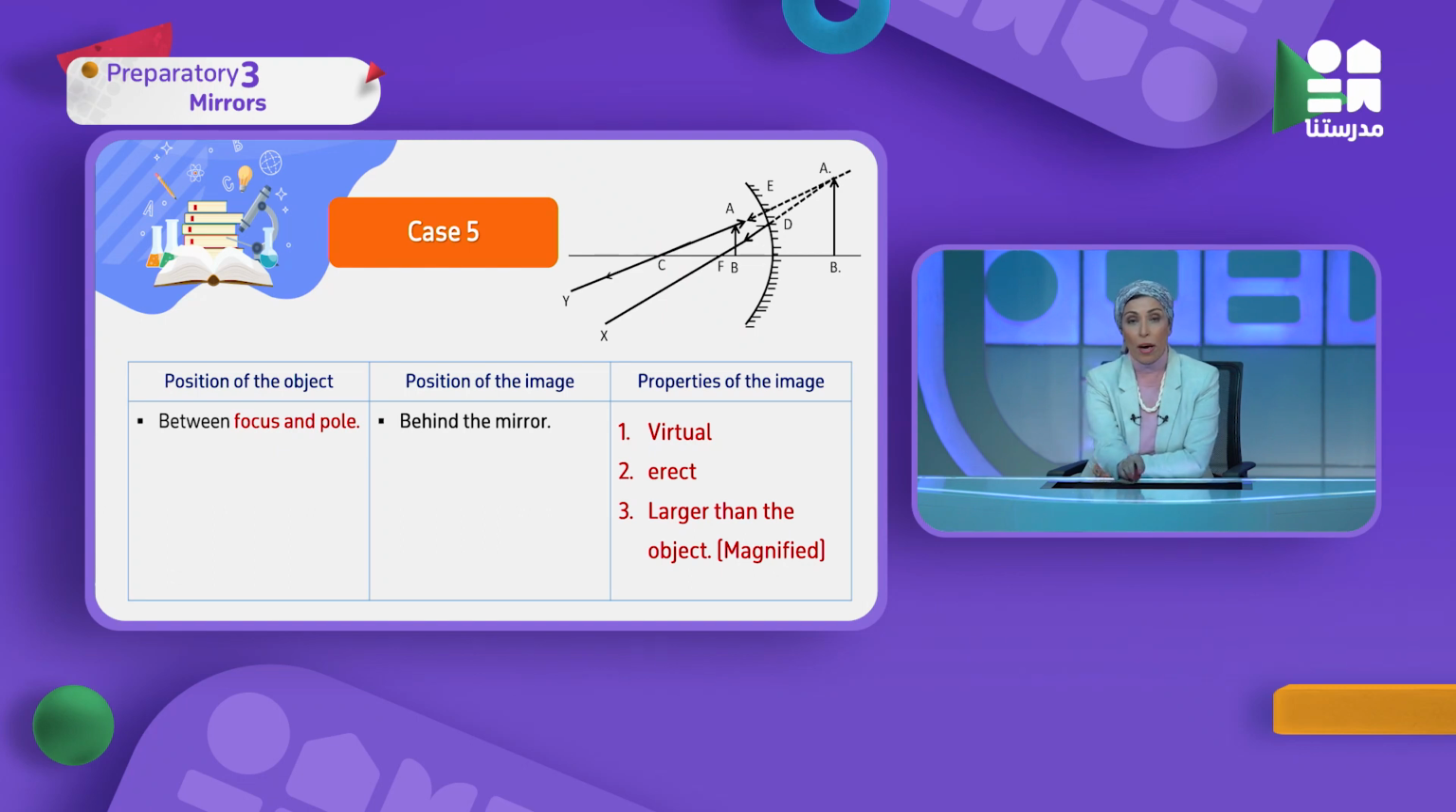This is the image behind the mirror. We are going to know how we can draw it. Don't panic. Okay? So this is the image behind the mirror. So when I'm asked about the position of the image, where do I look? Behind the mirror. I made an extension until the image reached behind the mirror. What about the properties of this image?